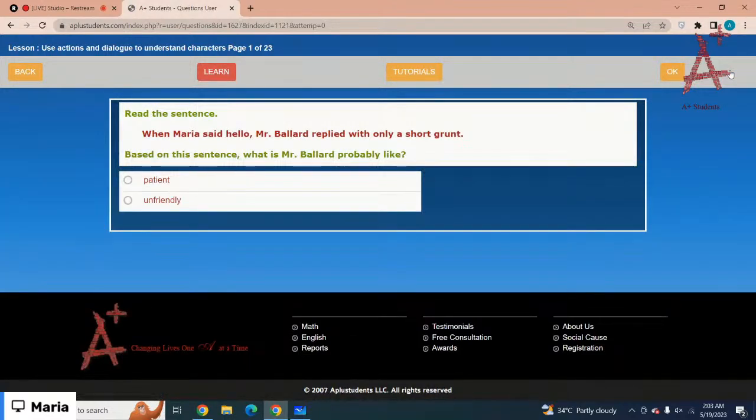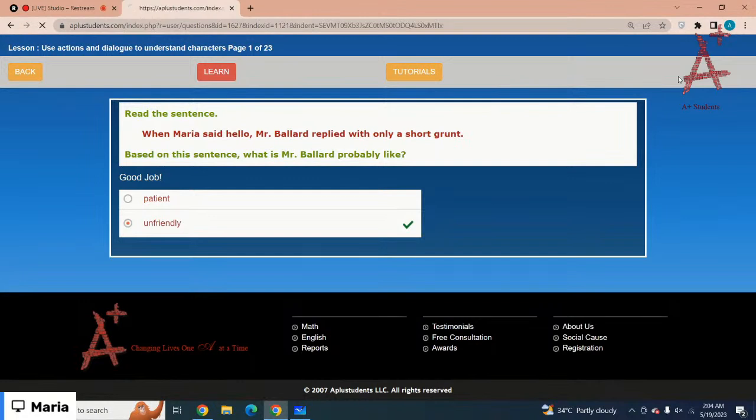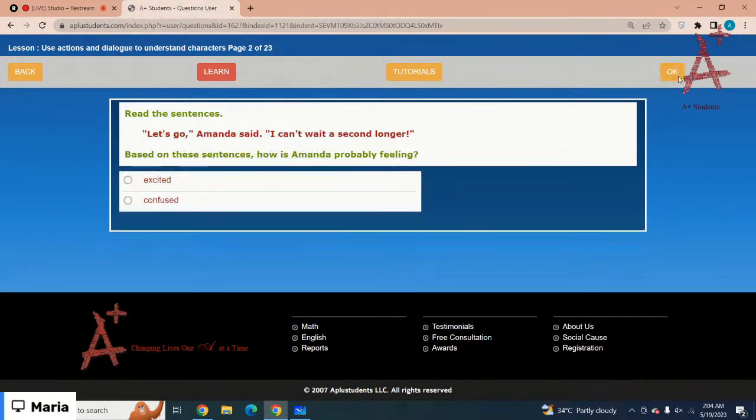When Maria said hello, Mr. Ballard replied with only a short grunt. So, based on the sentence, what is Mr. Ballard probably like? Which is the correct option? Patient or unfriendly? Yes, he is unfriendly. The correct option is unfriendly. He is not showing a response to her hello.